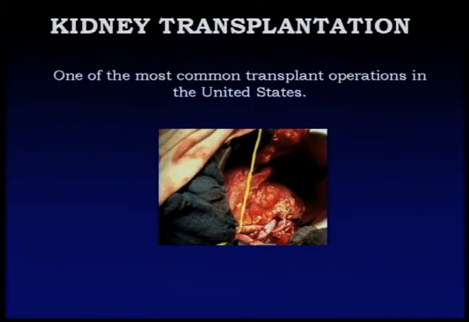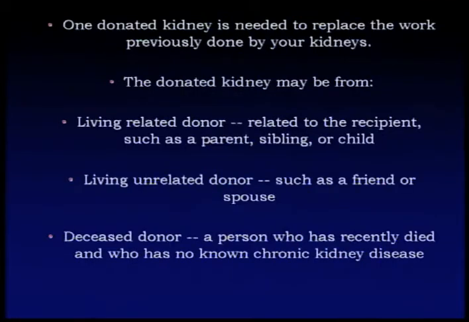This is a picture of a kidney transplant with forked arteries. A few facts about kidney transplants are that one donated kidney is needed to replace the work previously done by your kidneys. The donated kidney may be from a living-related donor, related to the recipient, such as a parent, sibling, or child; a living unrelated donor, such as a friend or spouse; or a deceased donor, a person who has recently died and who has no known chronic kidney disease.